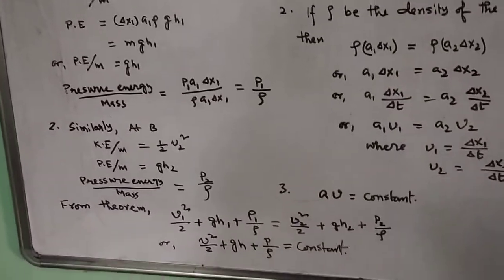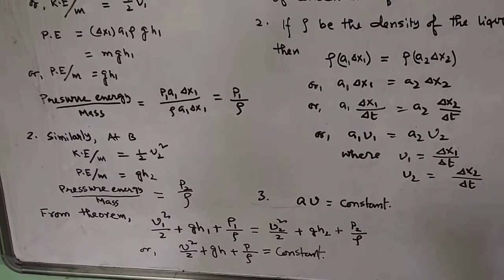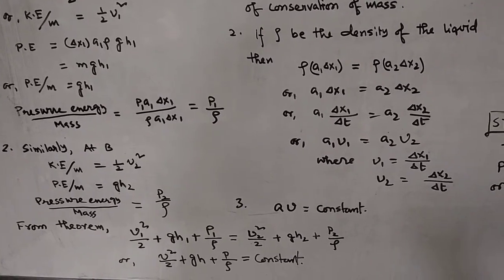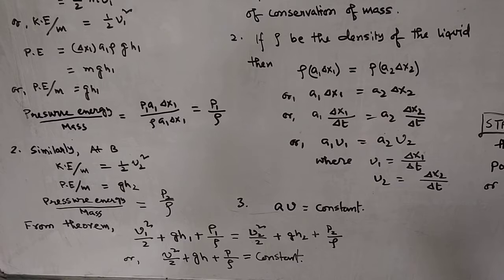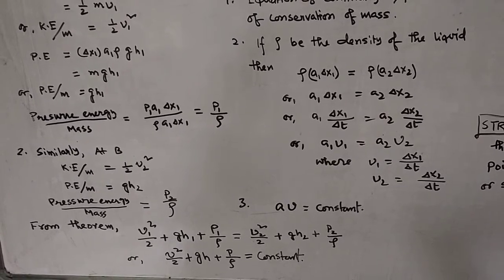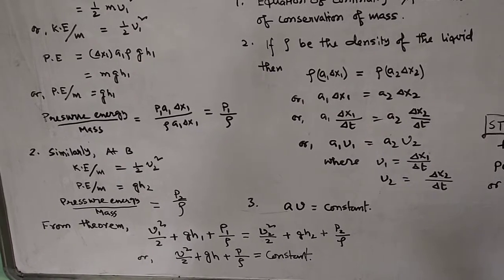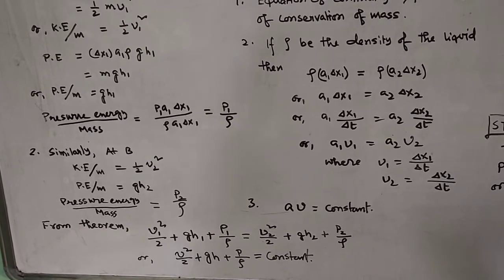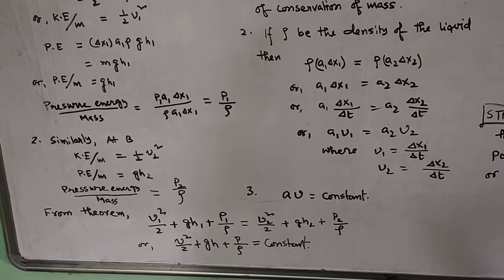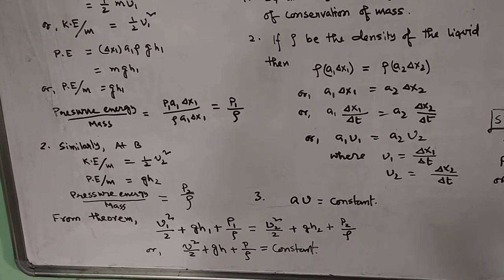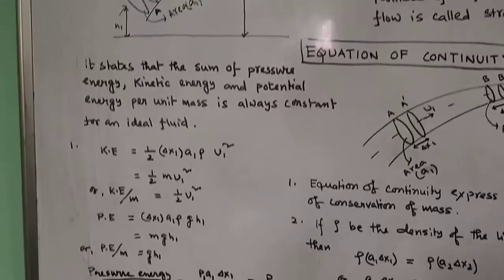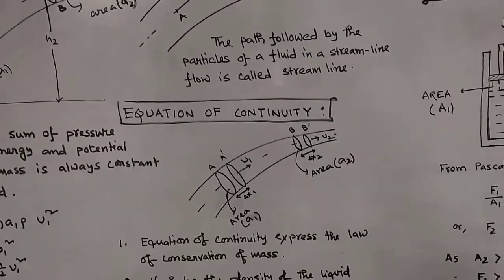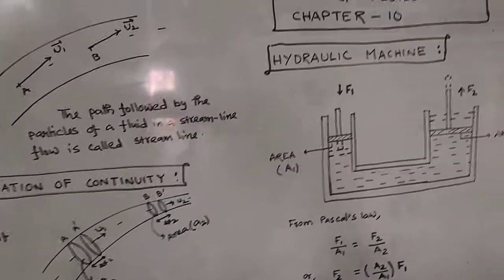If we sum it up, it comes out to be v1 square by 2 plus g h1 plus p1 by rho equals v2 square by 2 plus g h2 plus p2 by rho. In general, v square by 2 plus g h plus p by rho equals constant. Here v square by 2 is the kinetic energy per unit mass, g h is the potential energy per unit mass, and p by rho is the pressure energy per unit mass. This is Bernoulli's theorem, which defines the conservation of energy, and the equation of continuity defines the conservation of mass. So this is all about it.